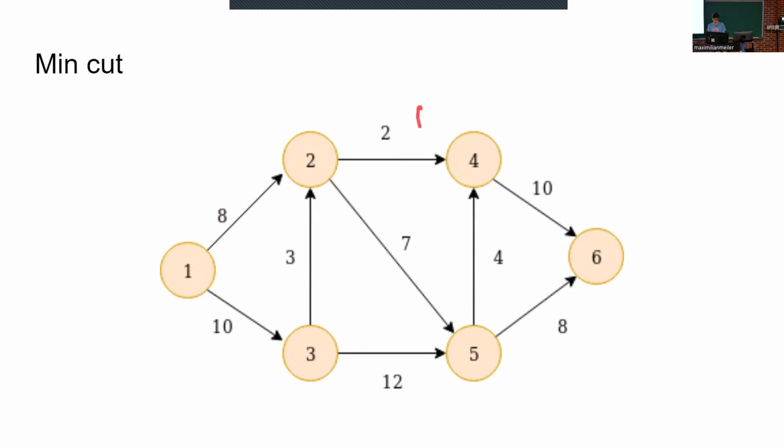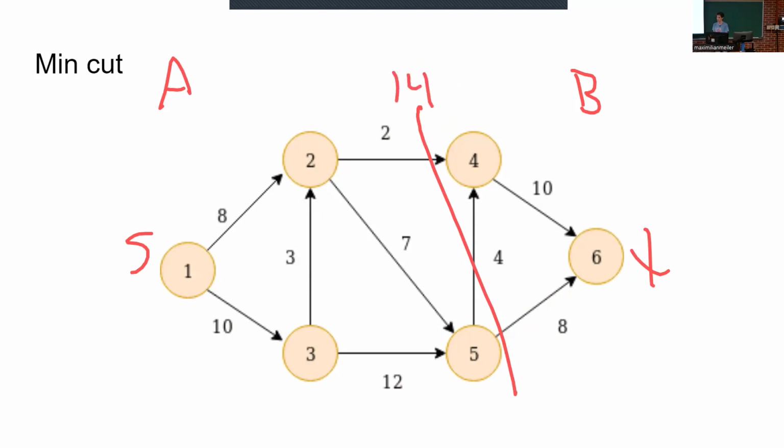So the min cut is basically a partition into two sets of nodes, right? One will include the source S and one will include the sink T. If you add up all the values going from, we'll call this part node group A and node group B, all the edges going from A to B, you can see here it's 2 plus 4 plus 8, which is 14. You get the value of the min cut. So what that represents in the graph is how much you can flow from A to B overall.